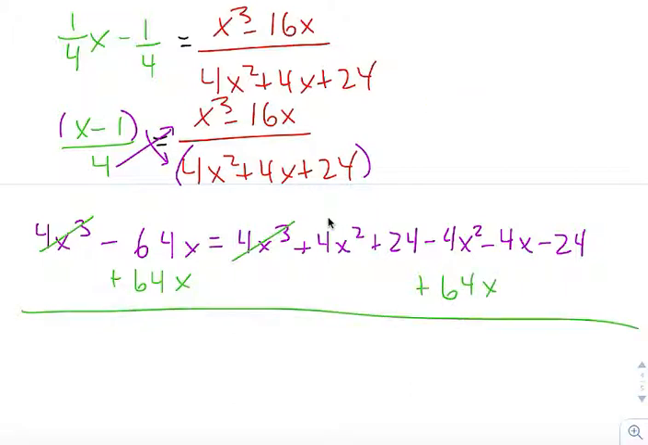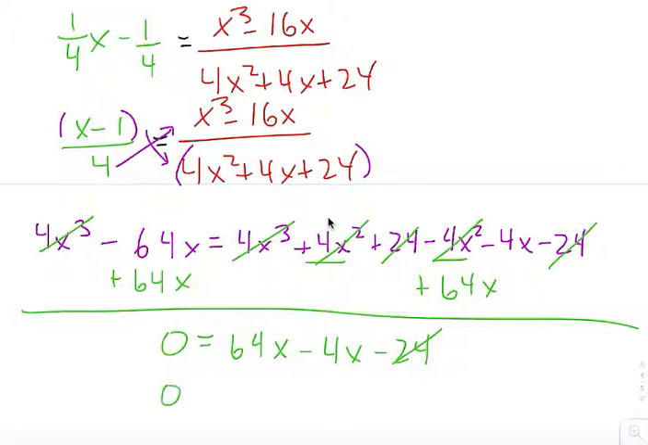And so now as a massive cleanup step, we have 0. Let's see, we have 64x, and we have 4x squares here. Oh, minus 4x squares here. That's good. So those are both gone. We end up with 64x minus 4x minus 24. Okay, and that's it. So 24. Oh wait, the 24s will cancel. I missed that. Sorry. And so we just have 64x minus 4x. So that's going to be 0 equals 60x.